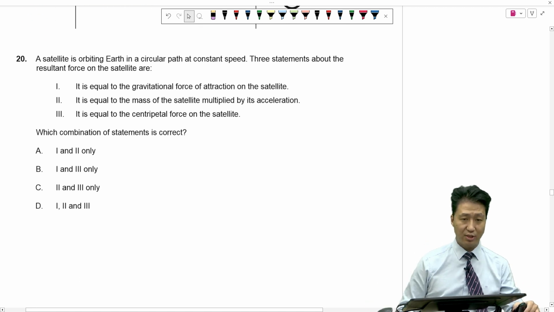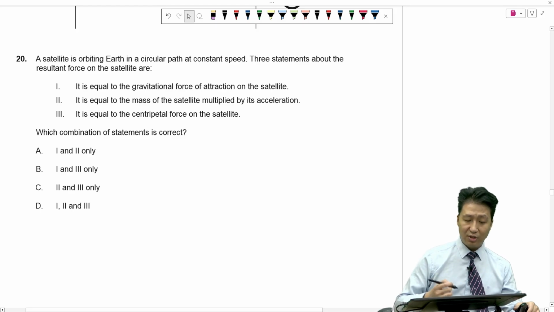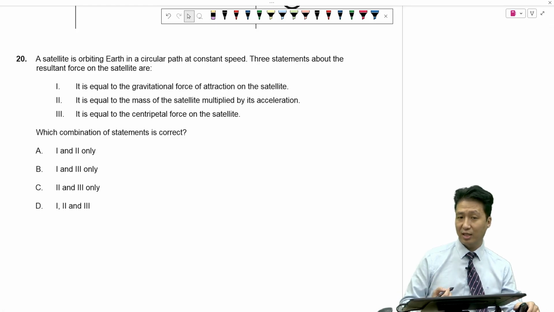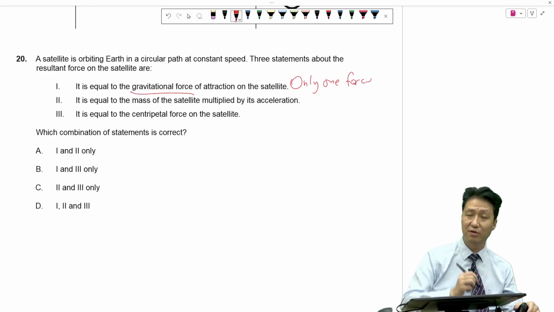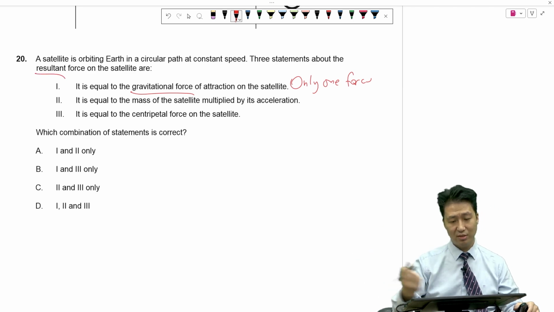Okay, next, number 20. Number 20 says, a satellite is orbiting Earth on a circular path at constant speed. 3 statements about the resultant force on the satellite are: 1. It is equal to the gravitational force of attraction on the satellite. Yes. There's only one force, right? And that force is gravitational force. So, the resultant, which is net, you add all the forces, there's only one, they have to be equal.